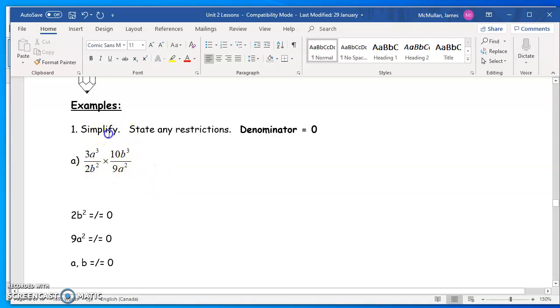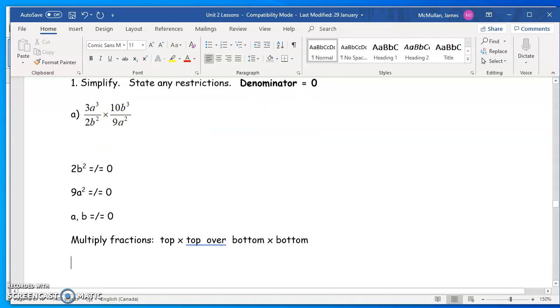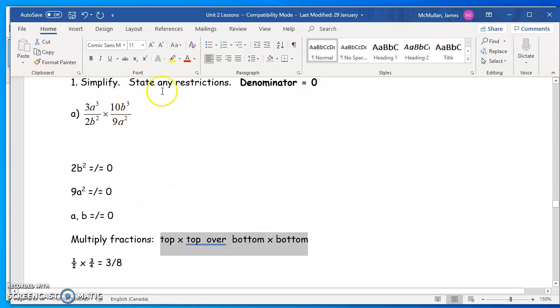When it actually comes to simplifying them, it's very, very simple to multiply fractions, right? To multiply fractions, it's just the top times the top over the bottom times the bottom. So it's that simple. So 1 over 2 times 3 over 4, let's say. You do the top times the top, which is 3, and the bottom times the bottom, which is 8, and you get 1/2 times 3/4 is 3/8, and that's it. So multiplying is pretty simple. You're just making sure you follow that rule, and after we've stated some restrictions.